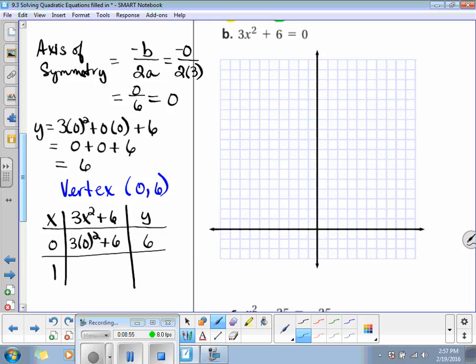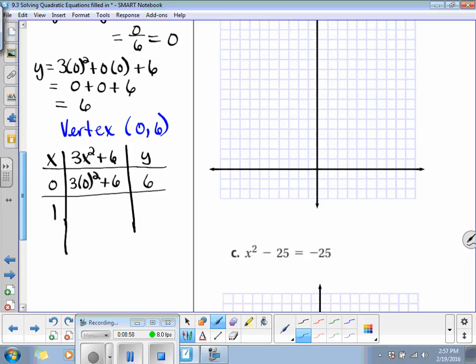So let's add another one in here, and let's do 2. All right. So we've got 3 times 1 squared plus 6. So 1 squared is 1 times 3 is 3. So 3 plus 6 is 9. Then we have 3 times 2 squared plus 6. So 2 squared is 4, times 3 is 12, plus 6 is 18. Okay, so now we have 2 other points. Is everybody clear?